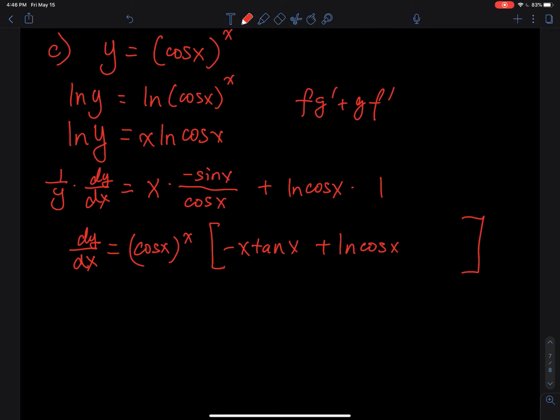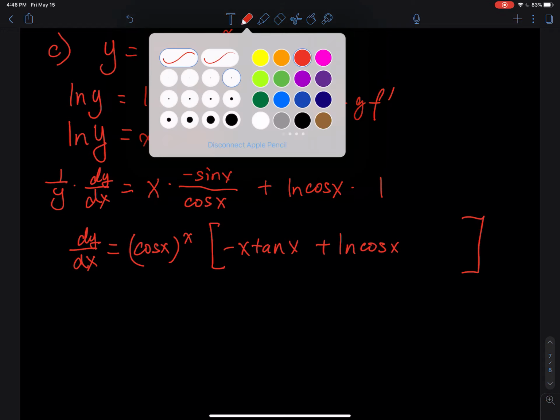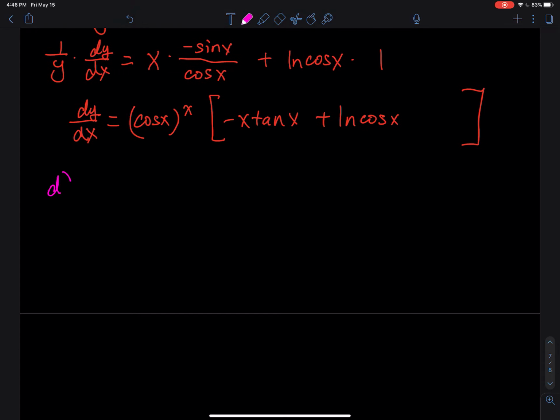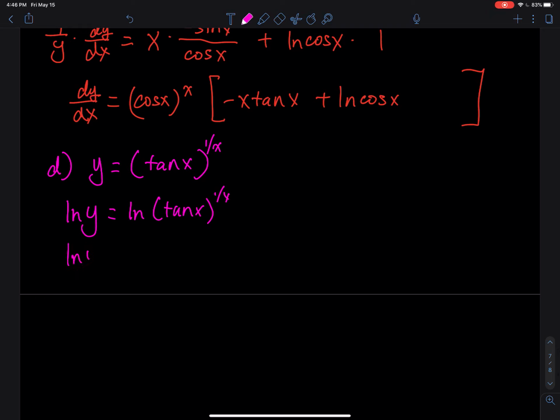Alright, let's go to the last problem. So the last problem, let's use pink. D. We have y equals tangent x raised to the x. Oh, no, actually it's raised to 1 divided by x. Okay, so first we take ln on both sides. Ln tangent x raised to 1 over x, and then I can bring the 1 over x down. So that is 1 divided by x, and then ln tangent x.